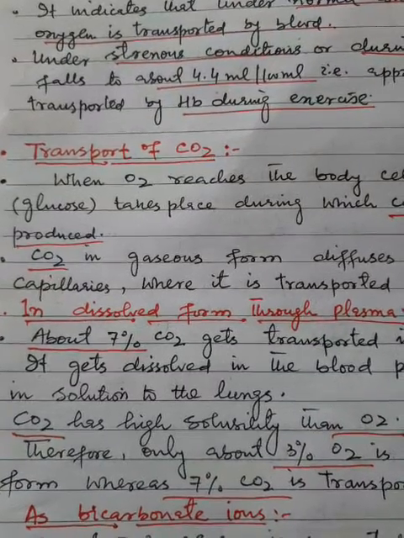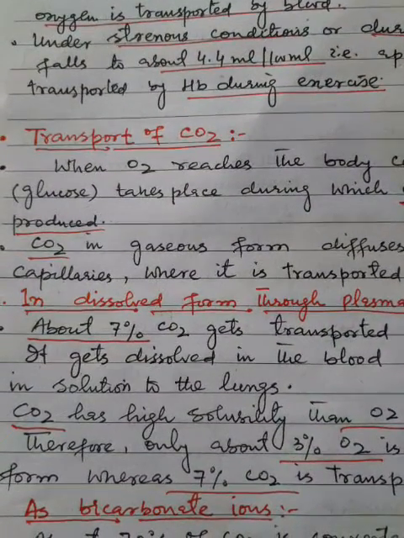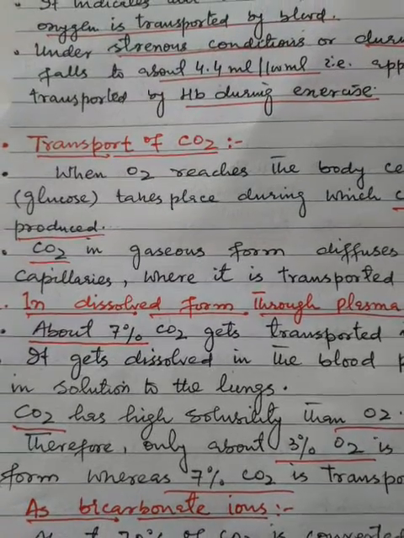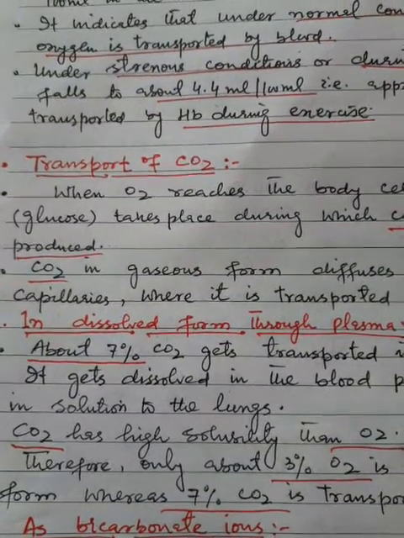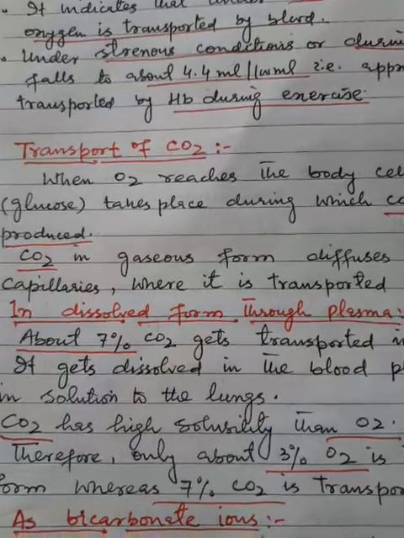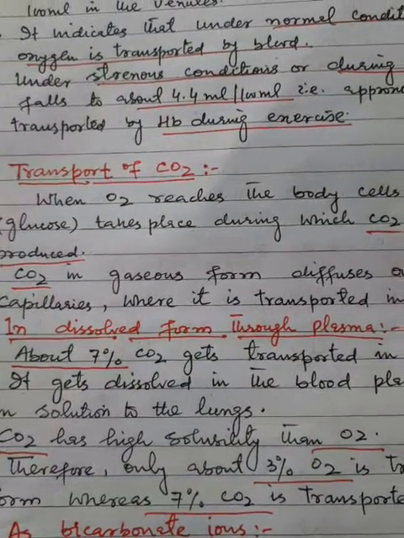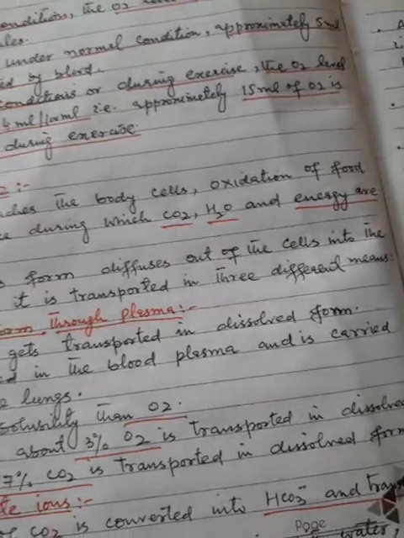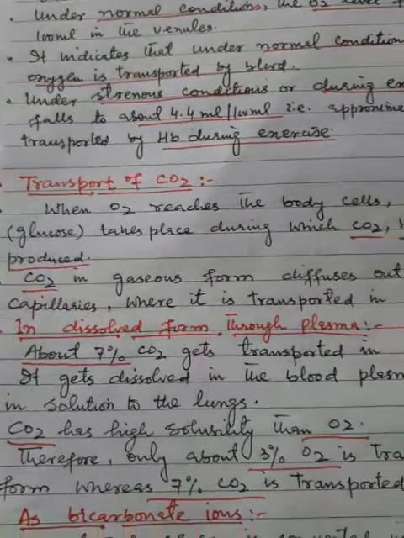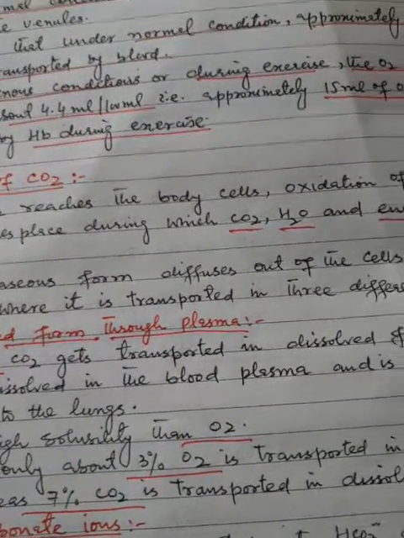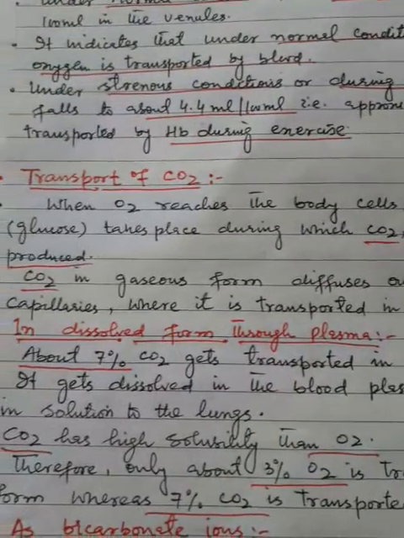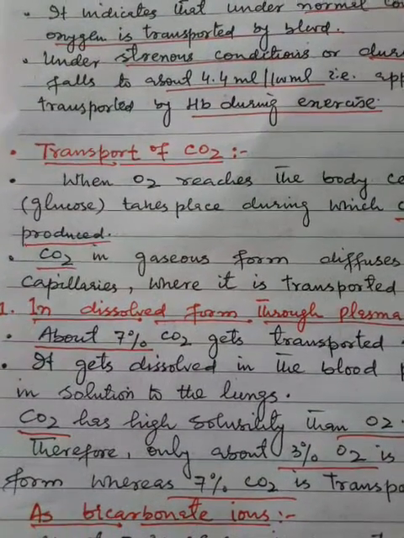We are continuing today's offline class with the transport of gases, and today we have the transport of carbon dioxide. That is how carbon dioxide is transported. When oxygen reaches the body cells, oxidation of food, that is glucose, takes place, during which carbon dioxide, water, and energy are produced.